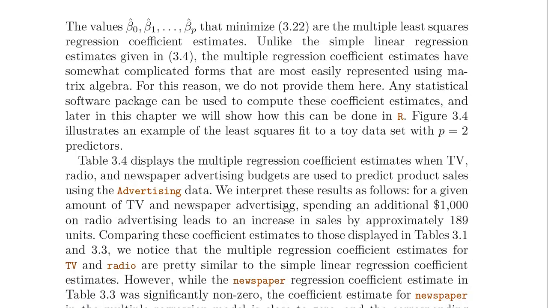The values beta naught hat until beta p hat that minimize the RSS are the multiple least squares regression coefficient estimates. Quite a mouthful, right? All we're saying is multiple least squares regression. Multiple, because we're using more than a single predictor variable. Coefficient estimates: the betas are your coefficients. Estimates, we're drawing a hat. You're not saying that you know the true relationship, but you're trying to get close to that.